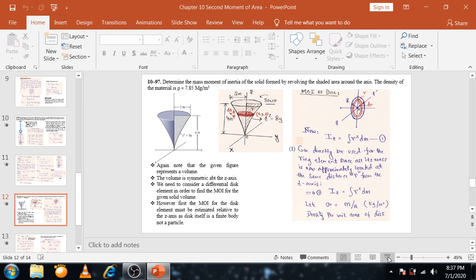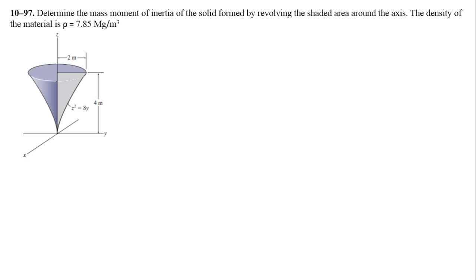The next problem is related with integration. So it is 10-97 of your textbook, and it says that determine the mass moment of inertia of the solid formed by revolving this shaded area around the axis, around the vertical axis actually. The density of the material is 7.85, sorry, not milligram, it's megagram per meter cube.